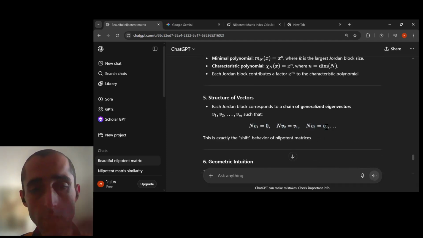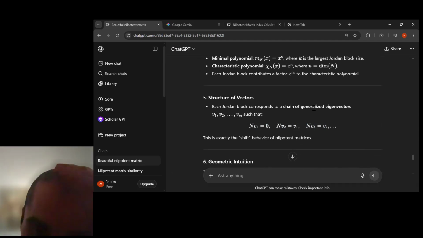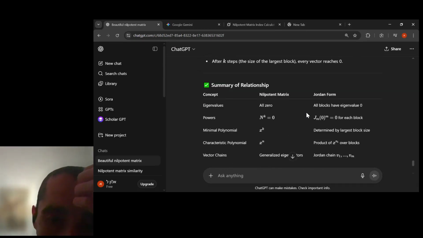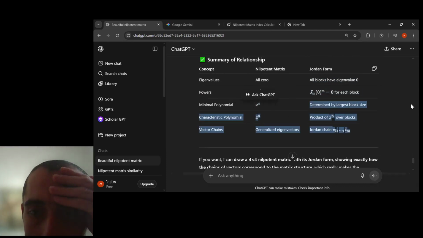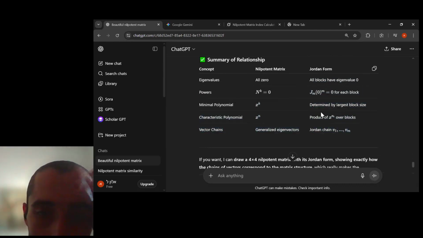This is like the shift, as we said, a chain of generalized eigenvectors. For a nilpotent matrix, all blocks have eigenvalue zero, and the power needed to get zero is determined by the largest block.